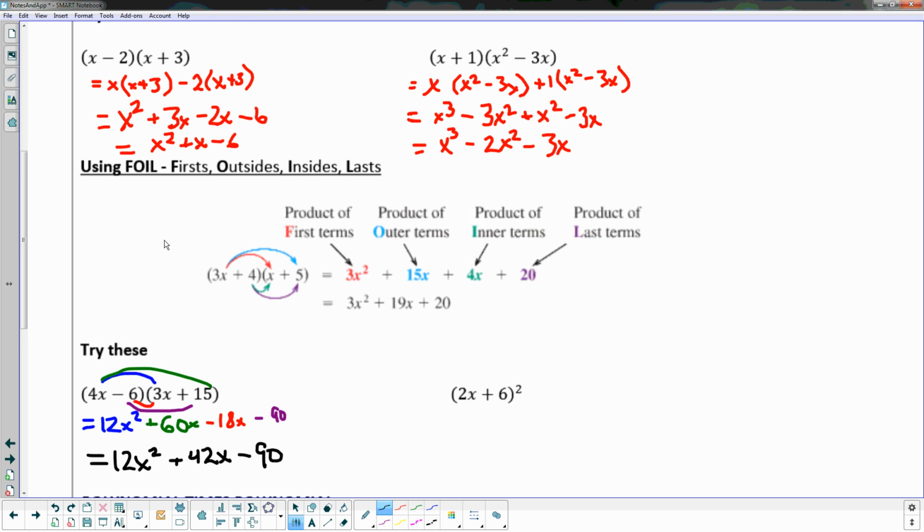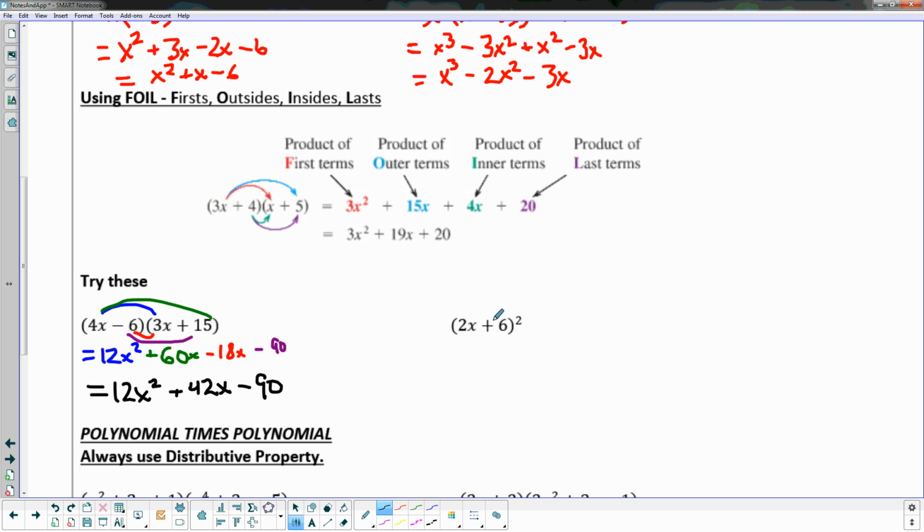So it is less work, but that same problem could have been done the same way up here. In fact, it really was. This idea of FOIL is just an expedited version of that, or it's just a little bit quicker way to do that. Now let's look at this next one. What does this actually mean? Squaring things. Well, that means multiplying something by itself. So I'm going to take this 2x plus 6 and multiply it by itself.